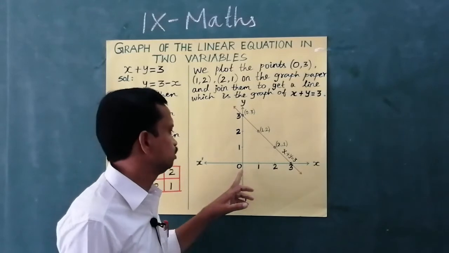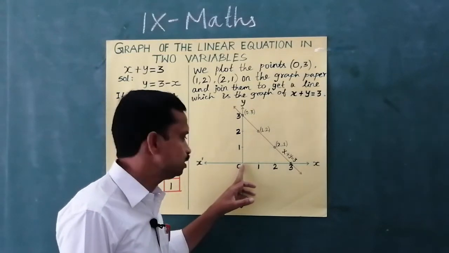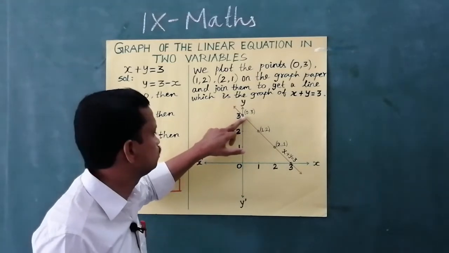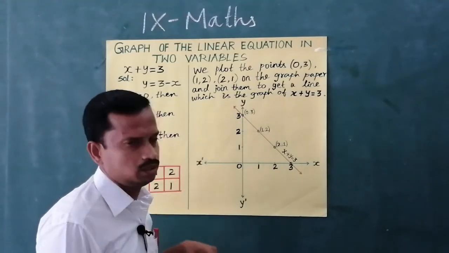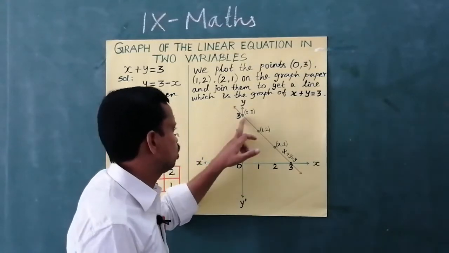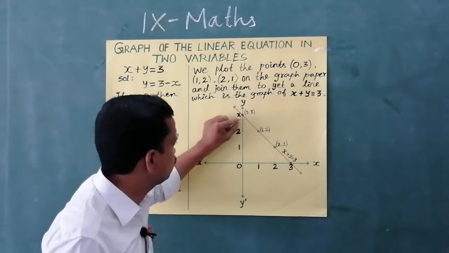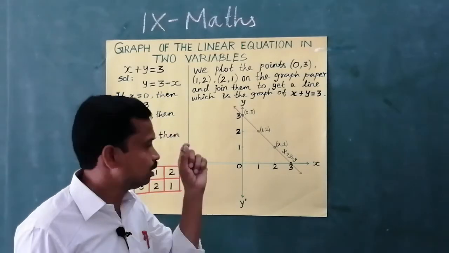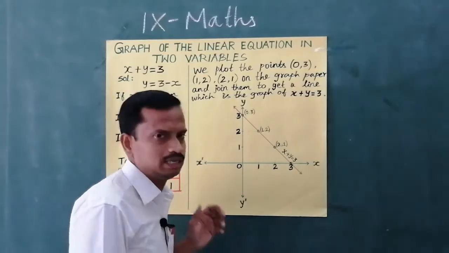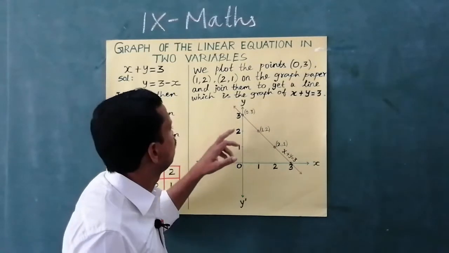So, you have to mark x is 0 and y is 3. This is the point you have to mark. So, x is 0, y is 3, and you know along the y axis x is 0. So, 0, 3 will come here. You have to keep that point and encircle it to make it visible clearly further.